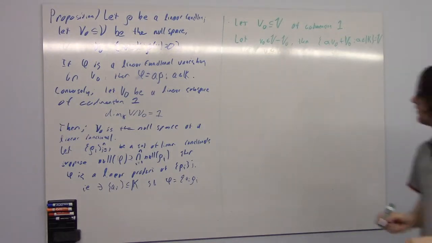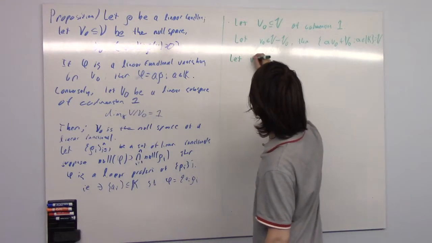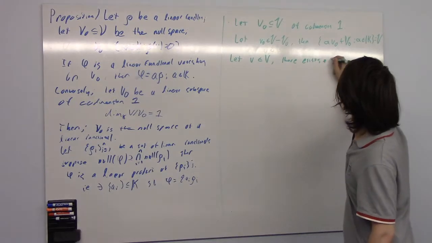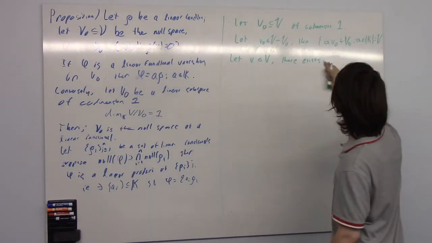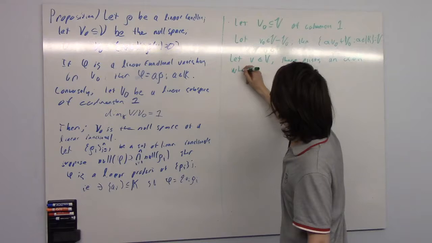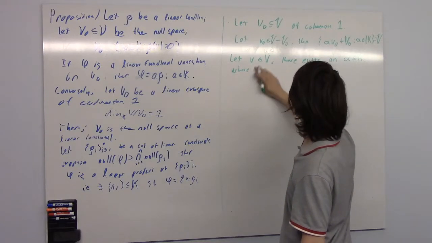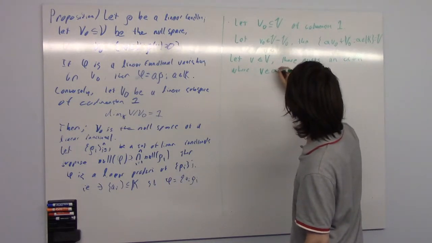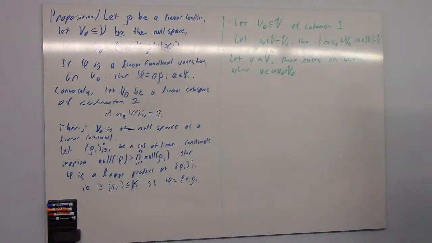Okay. So we know, let v be an element of V. There exists a unique, there exists at least an alpha, an element of K, where v is an element of alpha v naught plus V naught. Again, your codimension 1 at work.